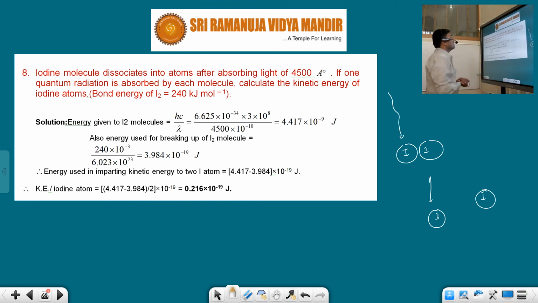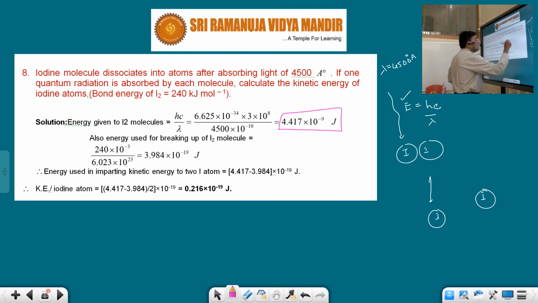Into atoms after absorbing 4500 angstroms. So λ is equal to 4500 angstroms. That means E is equal to hc by λ. That means I get the E value from this. Try to understand. Hc by λ, I got the energy value. Any problem? No problem. Cool. Now let us see, if one quantum of radiation is absorbed by each molecule, calculate the kinetic energy of the iodine atoms. So Ke you have to find. You know very well. Now this is for each molecule, but the kinetic energy of the iodine atom is asked here.